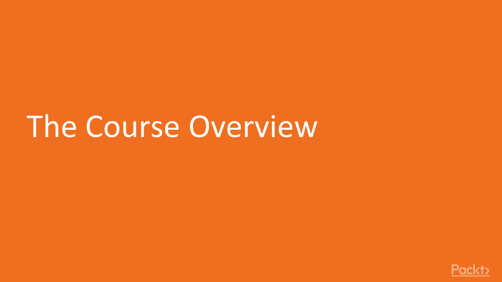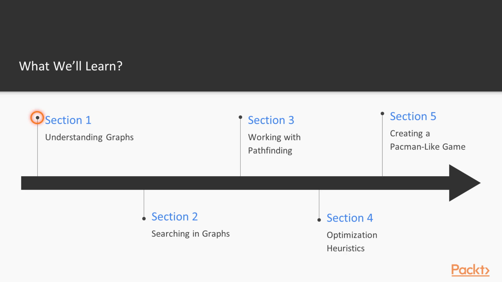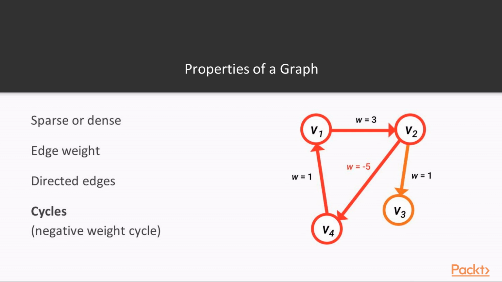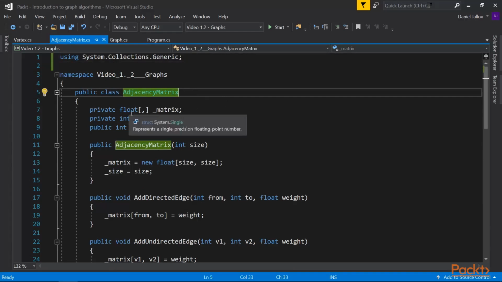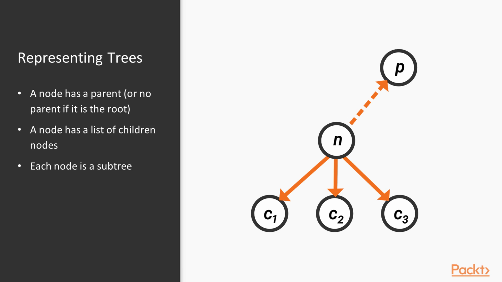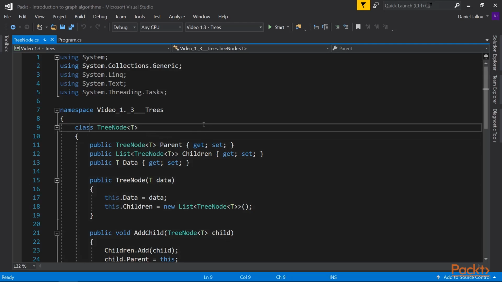This course will serve as an introduction to graph algorithms in the context of game development. We will learn the theory behind graphs and algorithms in an easy way, presented with many examples and implementations. We will start the course by gaining an understanding of what a graph is. We will go through the theory behind graphs and we will implement simple graph and tree structures. The section ends with a discussion of how graphs can be used in games.